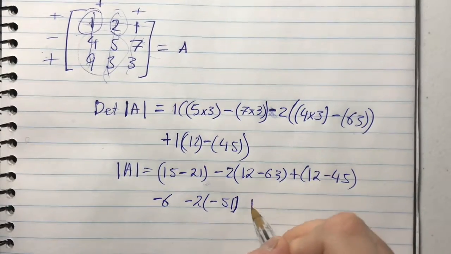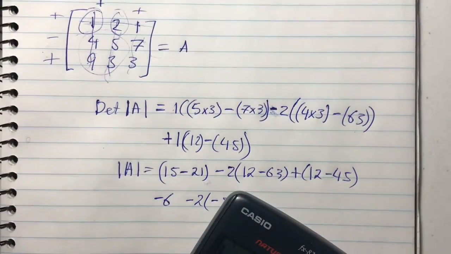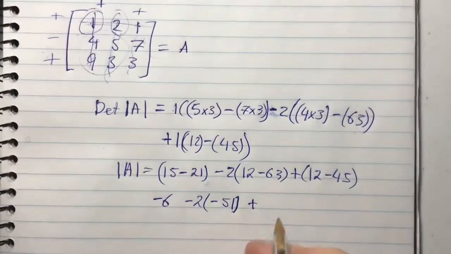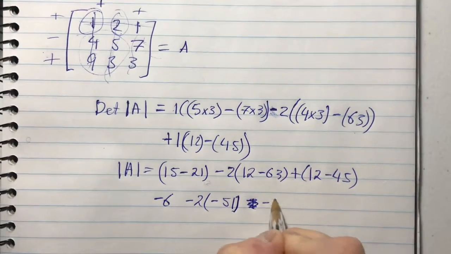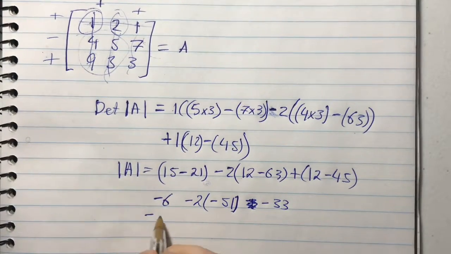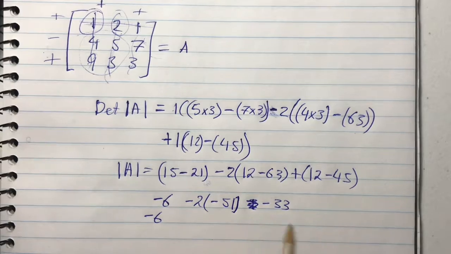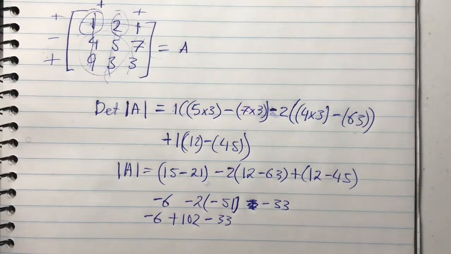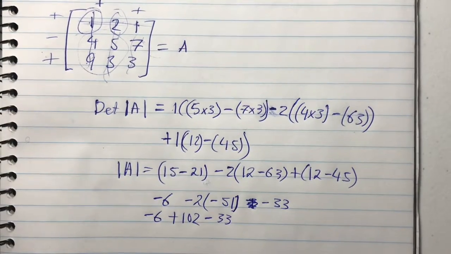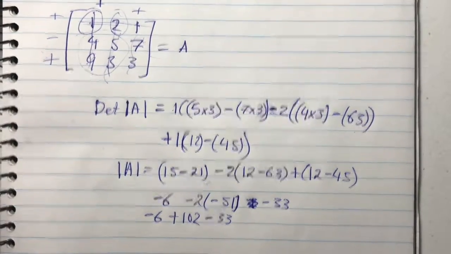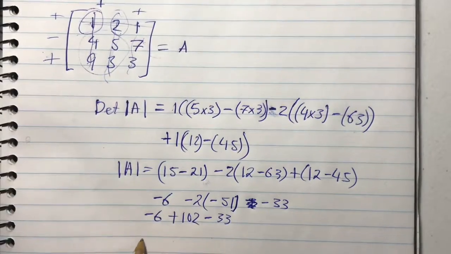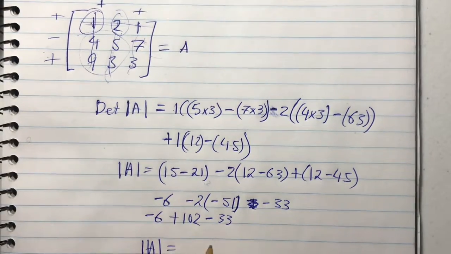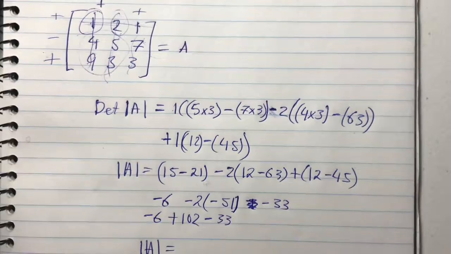15 minus 21 is minus 6, and then that's going to be minus 2 times, 12 minus 63, so that's times minus 51. And then plus 12 minus 45. I shouldn't have put a plus there. That's minus 33. So minus 6, now that's 102, and then that's minus 33. So 102 minus 6 minus 33, and we get an answer. The determinant of A is equal to 63.